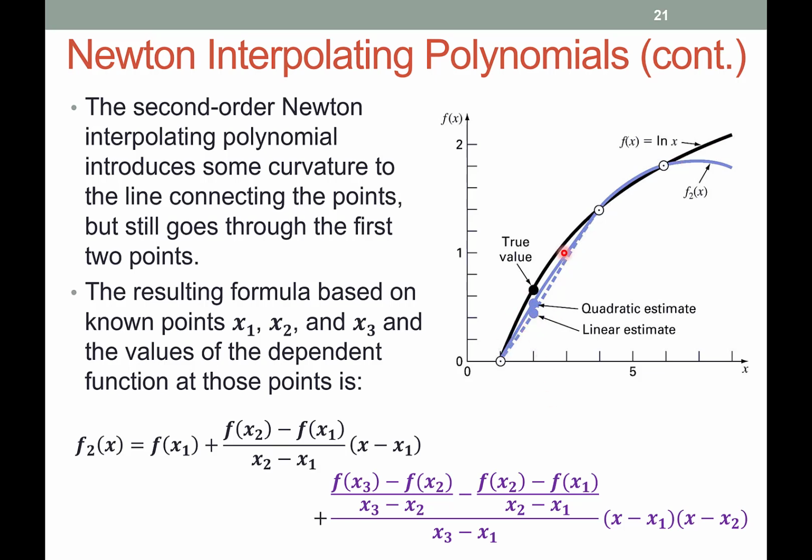The true value here is in black, and it's obviously nonlinear. If we had a linear model, we would estimate the value of y to be around here for this given x point. But if we had a quadratic, we would move closer to this true value, where we use the values of f of x1, f of x2, and f of x3, as we see in this equation, to find the quadratic, or second order, polynomial that would give us a better estimate of this interpolation.